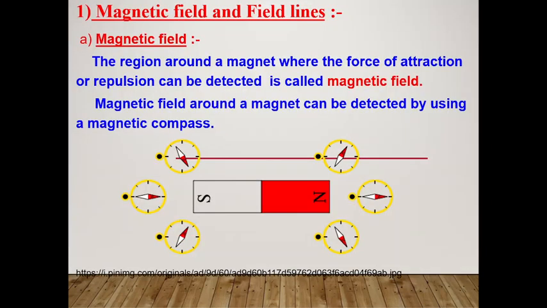First of all, I hope that you remember what magnetic field and field lines mean. Magnetic field is the region around a magnet where the force of attraction or repulsion can be detected. A magnetic field around a magnet can be detected by using a magnetic compass. Also here on my screen you can see the picture of how a magnetic field works.